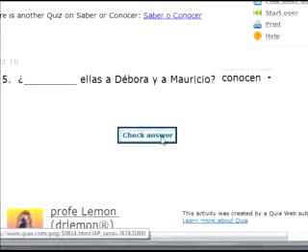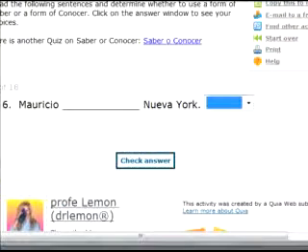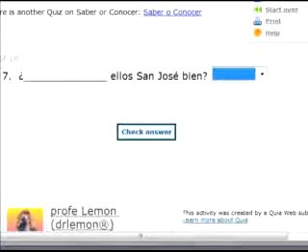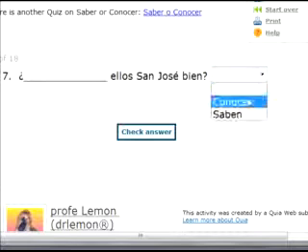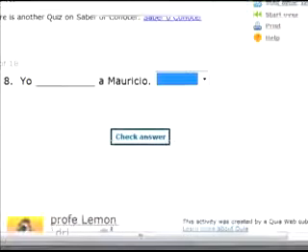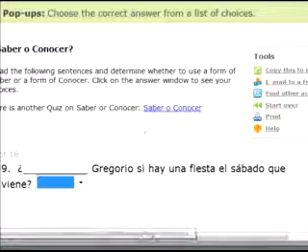Do they know Deborah and Mauricio? Conocen. Okay, muy bien. Mauricio knows New York. In other words, he's been there. Conoce. Okay, hope you got that one. Do they know San Jose well? San Jose being the name of a place. ¿Conocen ellos San Jose? I know Mauricio. Notice it has the personal A. Conozco a Mauricio.